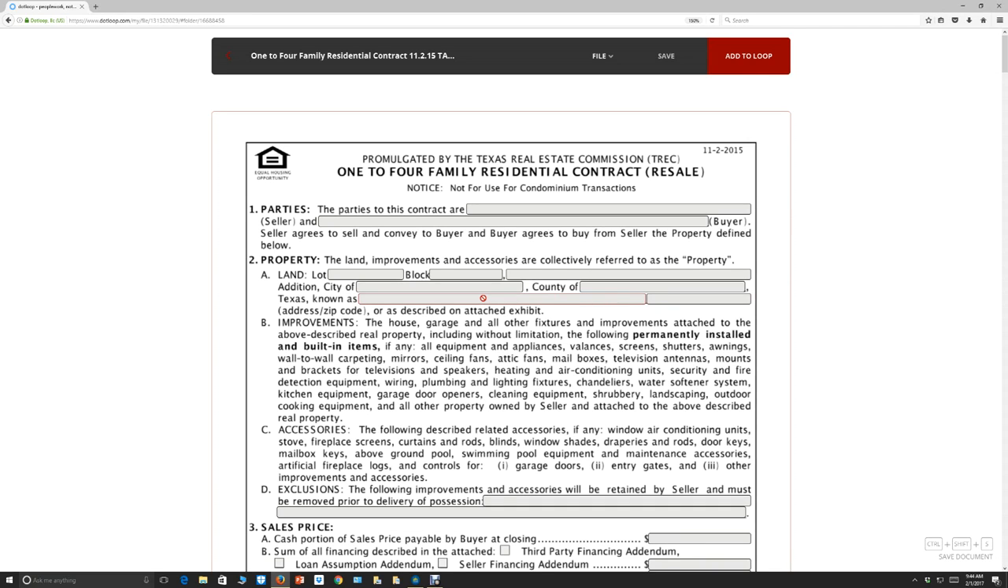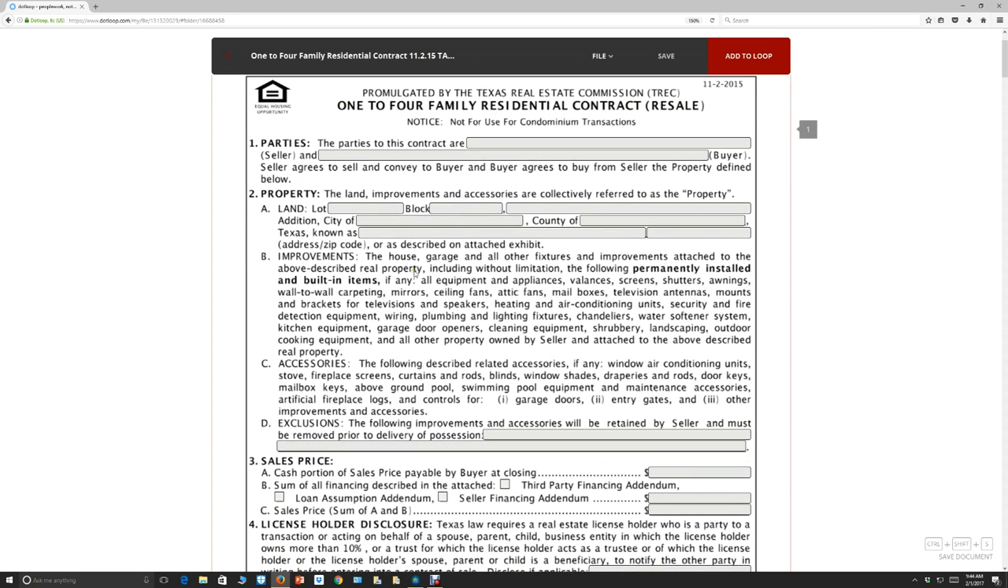If you do not have lot block, that's okay. Put the best legal description possible in the known as blank right here. You want to put the best legal description possible. Notice that in paragraph B, it exactly states what stays with the property. This is real property, including and without limitation, the following permanently installed and built-in items. So don't ask questions about what stays with the house.